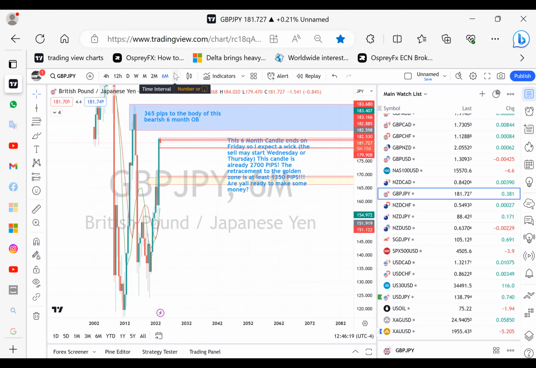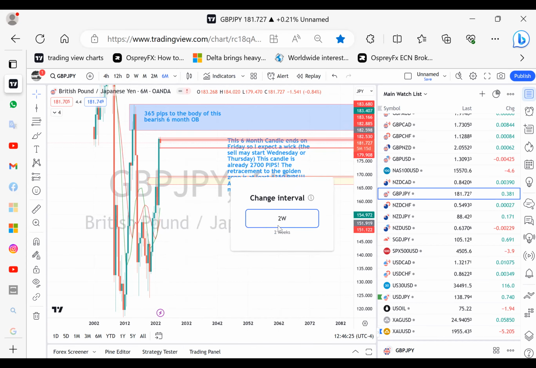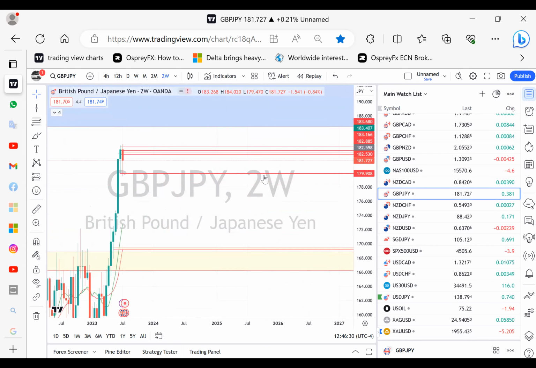Any questions? This is a new 2-week candle, guys. We starting fresh. We starting fresh on that 2-week candle.